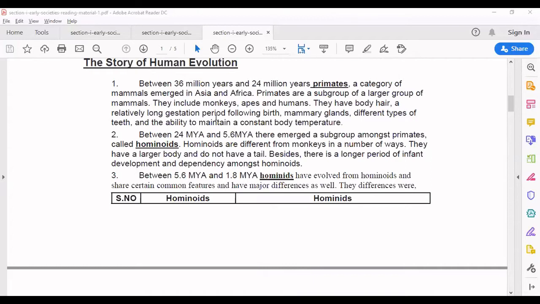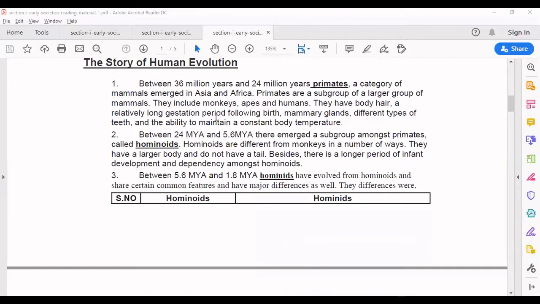Between 36 million years and 24 million years ago, we had primates, which is a category of mammals that emerged in Asia and Africa. Primates are also a subgroup of a larger group of mammals. They include the monkeys, apes and humans.